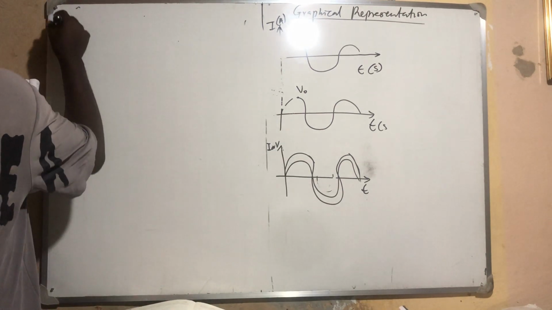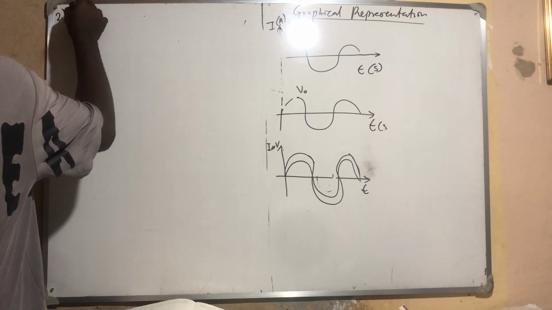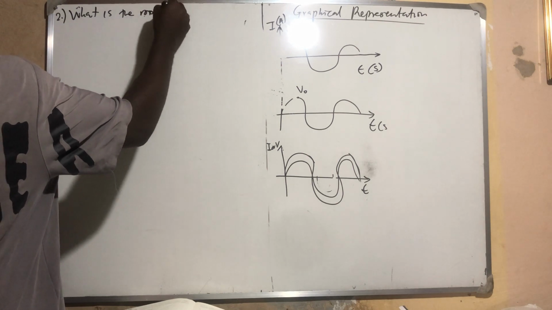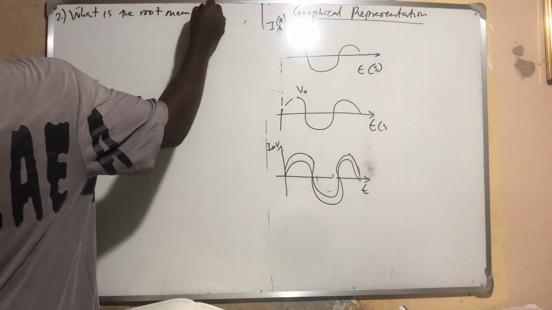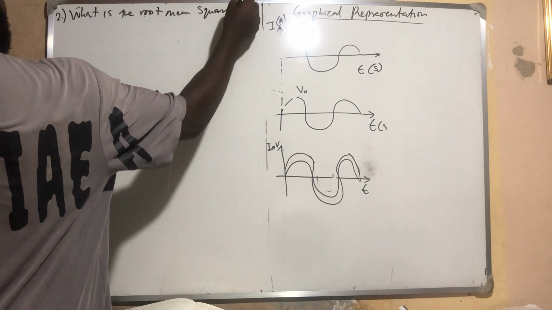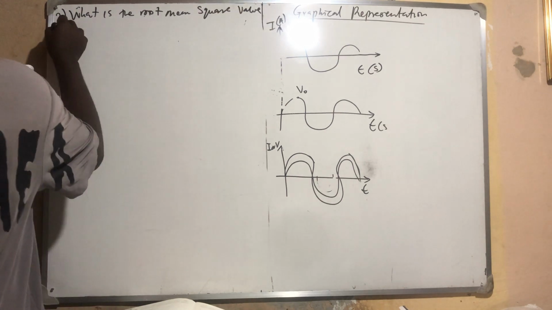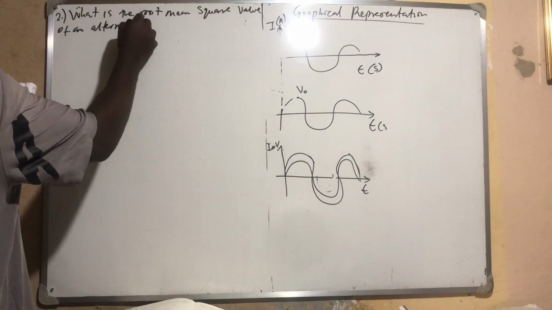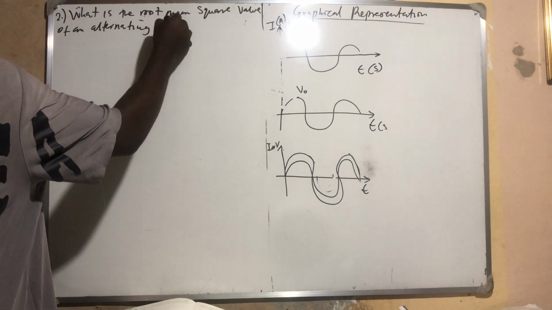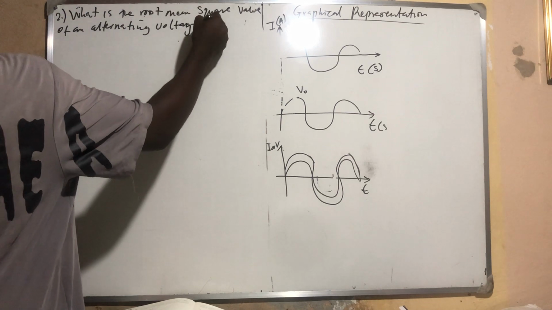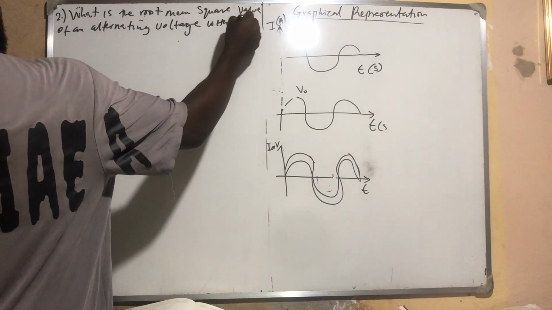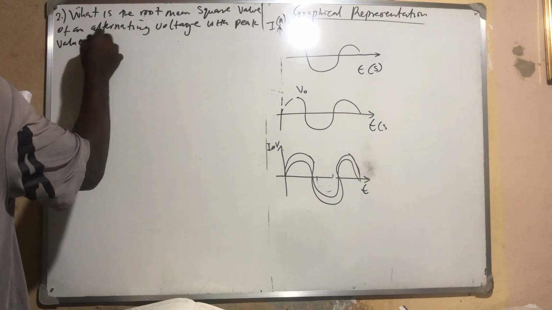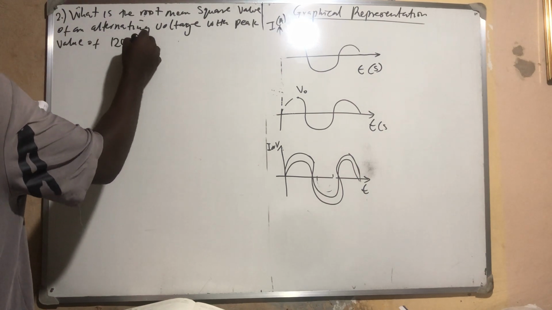Question number 2 said, what is the root mean square value of an alternating voltage with peak value of 120 volts, right?